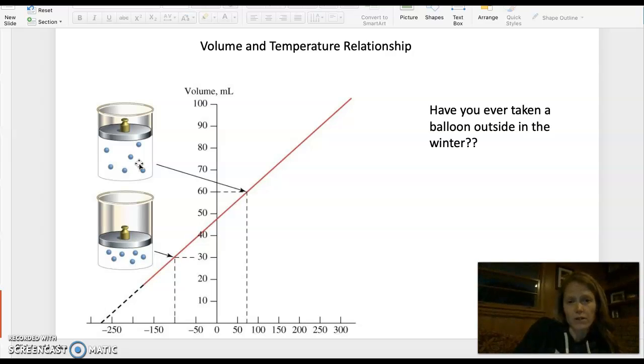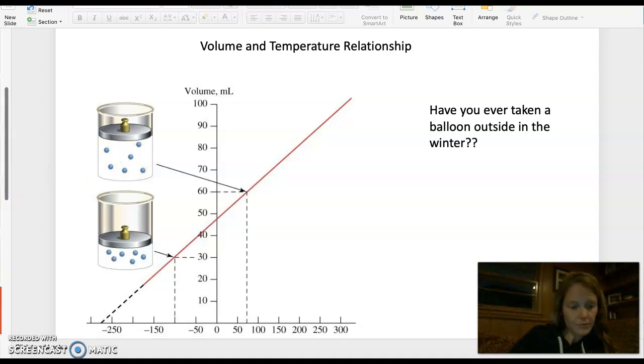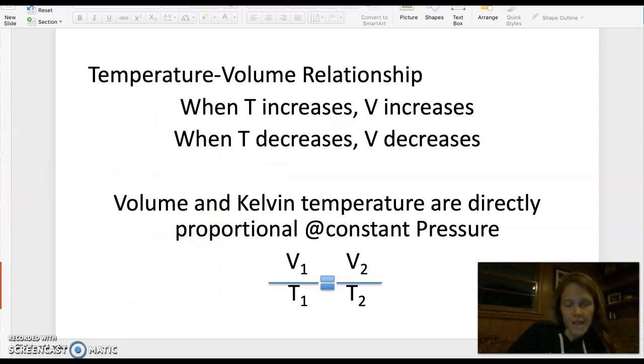And so the volume temperature relationship is a direct relationship. So as the temperature decreases, the volume will decrease, and as the temperature increases, the volume will also increase, and this would be at constant pressure if we want to maintain constant pressure. And again, here's what it looks like in terms of the math of it. This is a direct relationship.